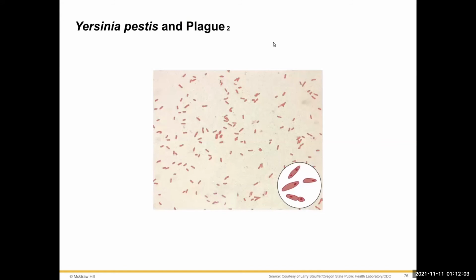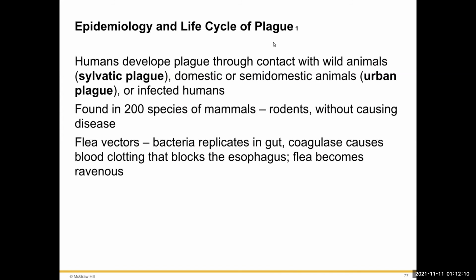Okay, this is Yersinia pestis and the plague. And see what the bacteria, the nuclei, look like here. Humans develop the plague through contact with wild animals, the sylvatic plague, domestic or semi-domestic animals, or infected humans. It's found in 200 species of mammals, rodents, without causing the disease. So rats, mice, hamsters, guinea pigs can all carry the plague without being sick themselves.